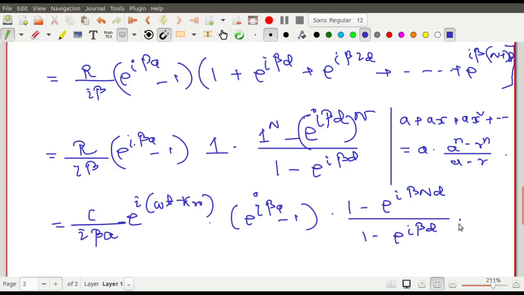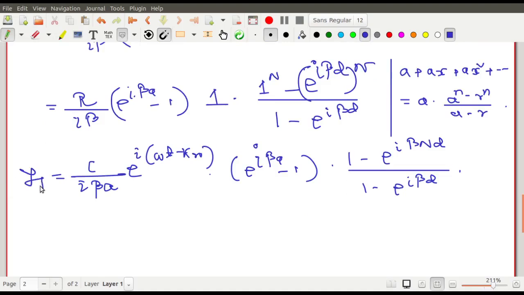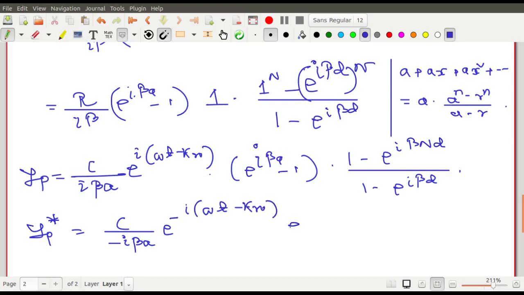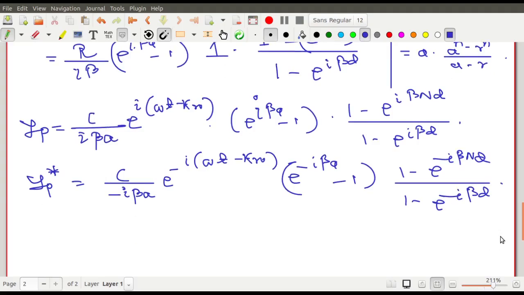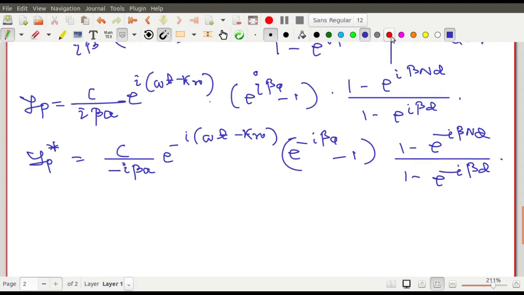That's all about. Next you may go for yp star, এটাকে আমরা বলছি yp. Next I go for yp star. So yp star is c by minus I beta a e to the power minus I omega t minus kr0 e to the power minus I beta a minus 1, because these are conjugated, complex conjugated, minus I beta nd 1 minus e to the power minus I beta t. So that is everything I do have at this moment, and finally I will go for the intensity calculation.